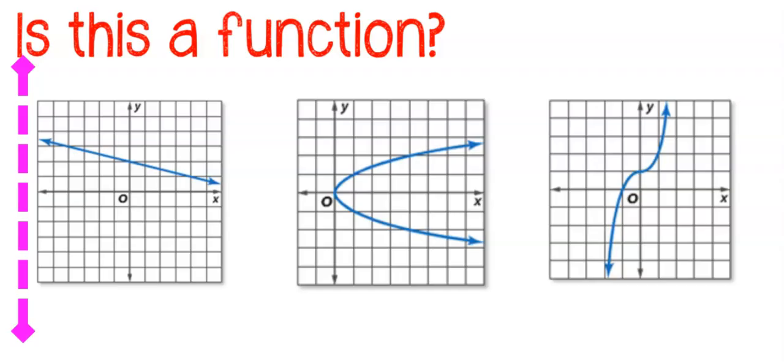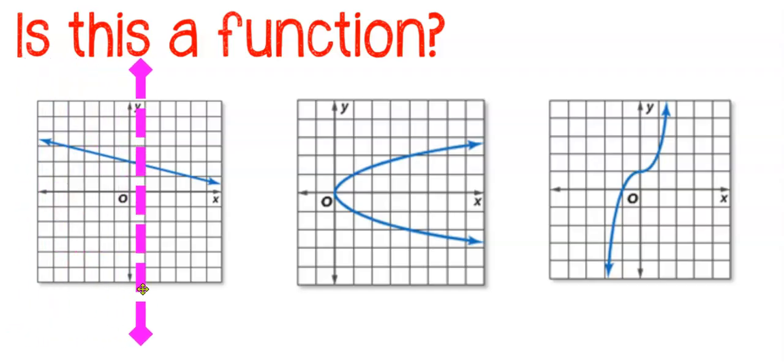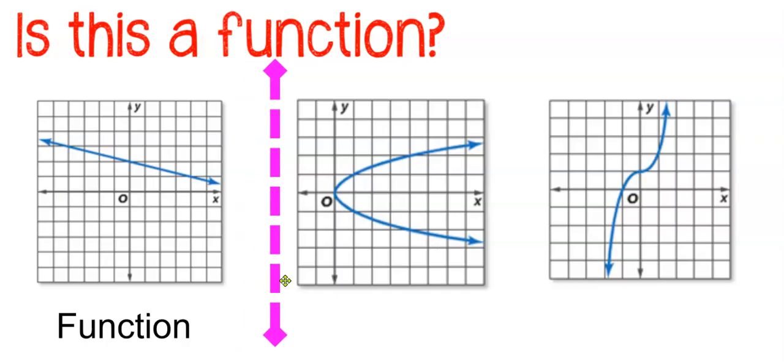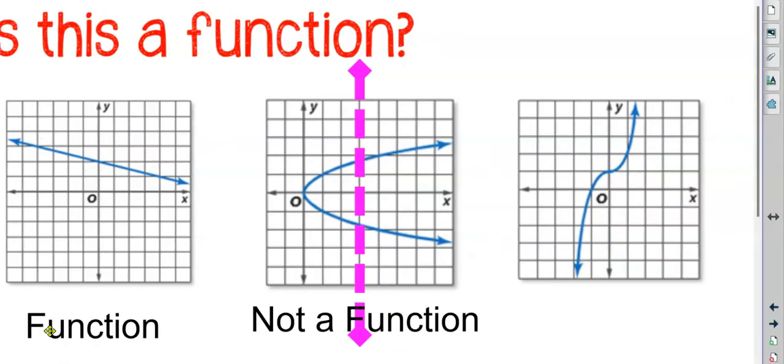Let's practice by using the vertical line test. Scan your graph. It never touches more than once. This is a function. Let's scan this next graph. You'll notice I touch it in more than one place, here at the top and here at the bottom. This is not a function.